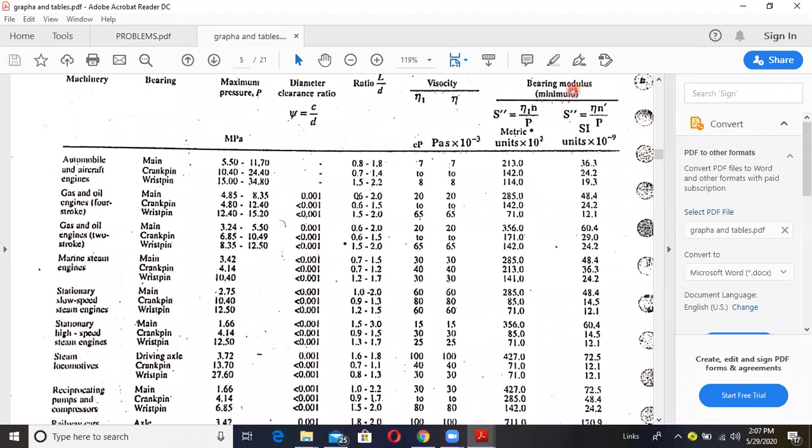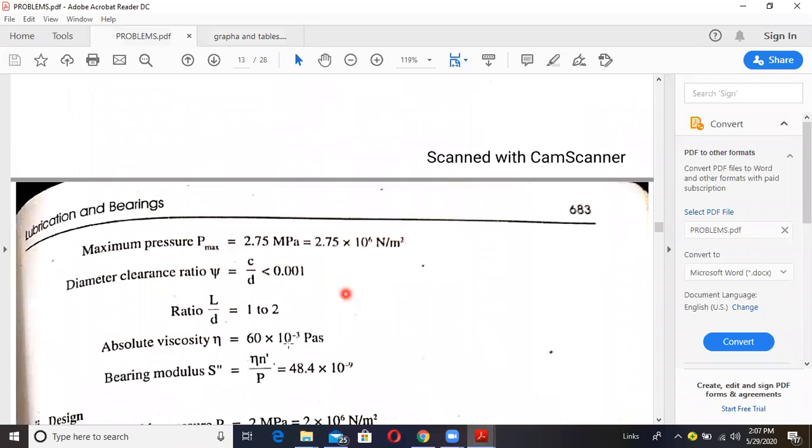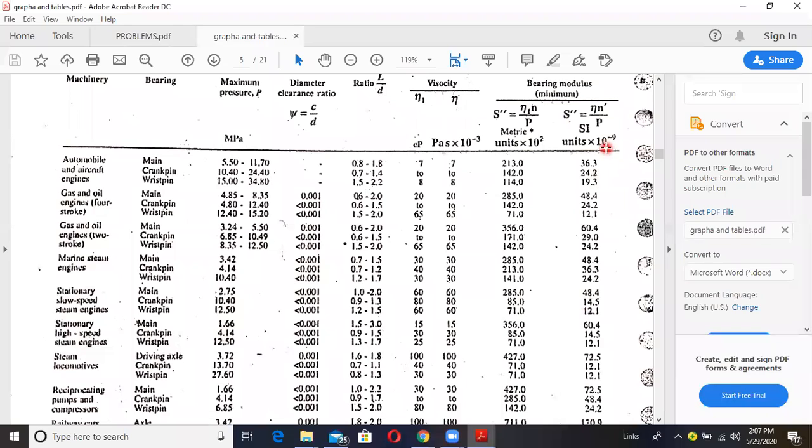Next bearing modulus S double dash and H double dash. So we are going to take 48.4. Always we have to refer to SI units. So we will get 48.4 into 10 to the power of minus 9.